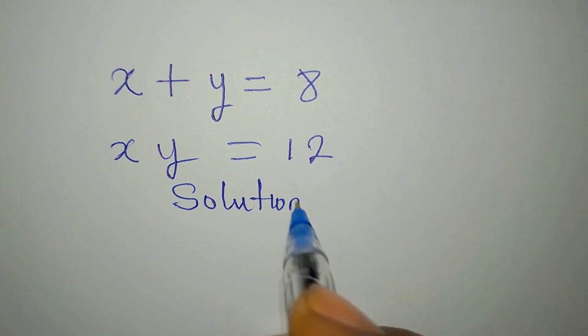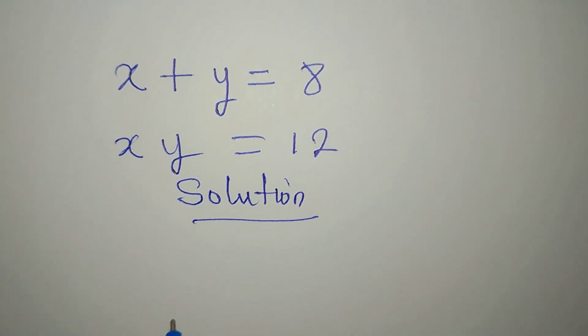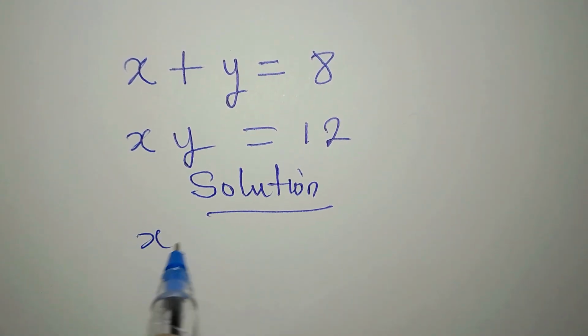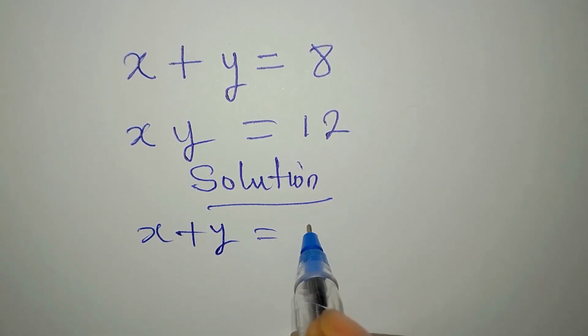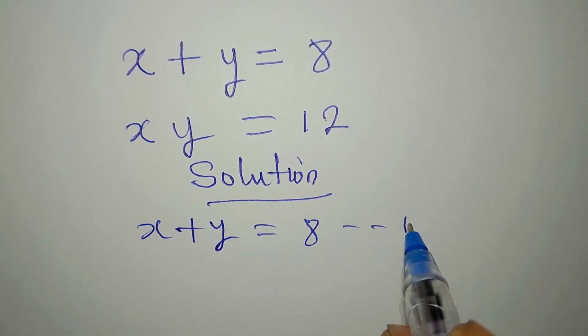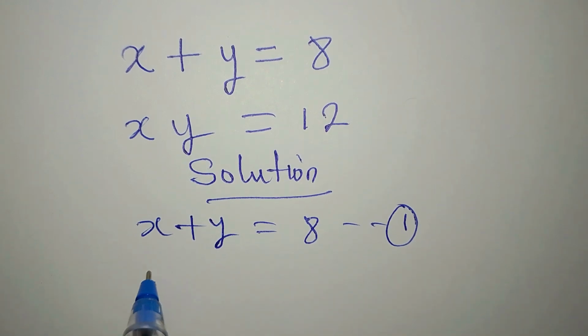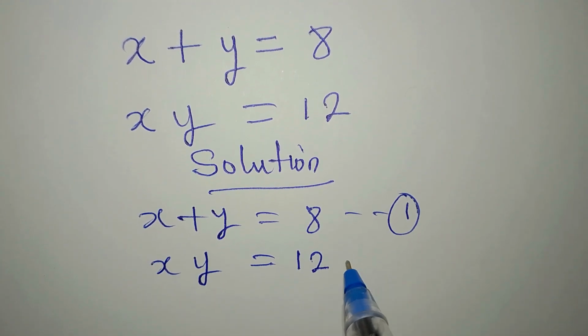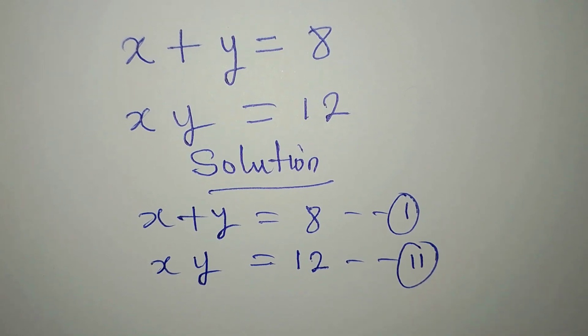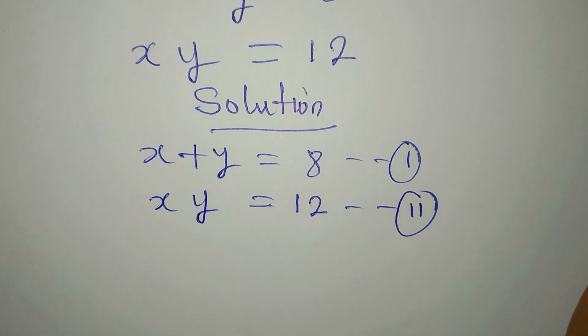Let's provide the solution to this problem. x plus y equals 8 is our equation 1, and xy equals 12 is our equation 2. Now, what do I do in this case?